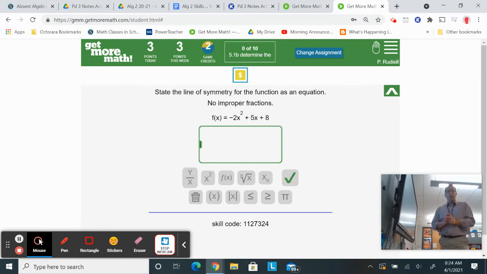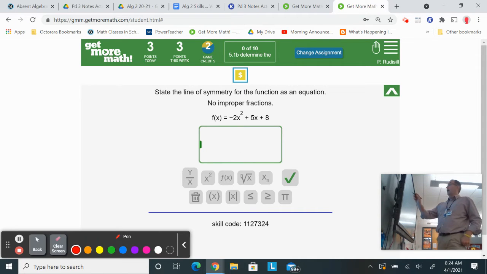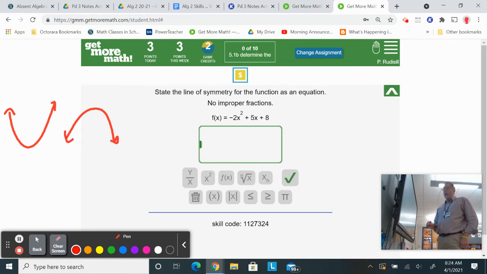Okay, in this video, we're going to talk about how we find the equation of the line of symmetry for a quadratic function. So think about this. First of all, we should understand, hopefully, that any quadratic will be a parabola when graphed. It's either going to open up, like a smiley face, or it's going to open down. And it will become symmetrical.